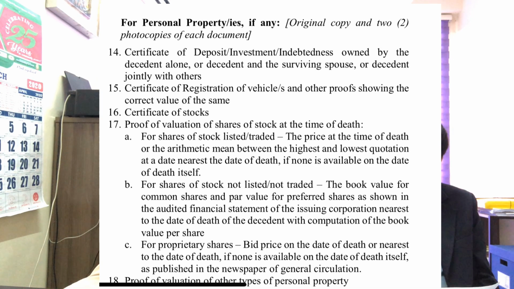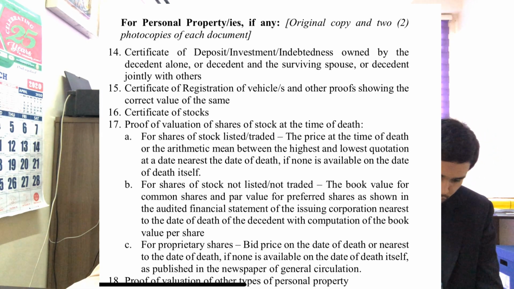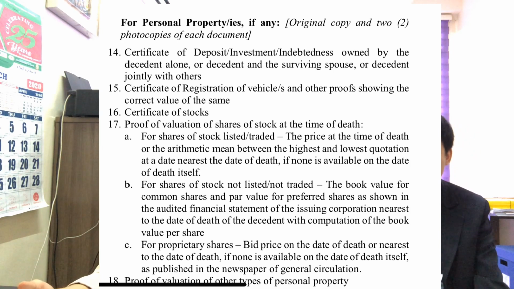Now, what if, for example, the properties left by the decedent are personal properties? So, what are the requirements if personal properties? Number 1 is certificate of deposit, investment, or indebtedness owned by the decedent alone, or decedent and the surviving spouse, or decedent jointly with others. Number 2 is certificate of registration of vehicles and other proof showing the correct value of the same.